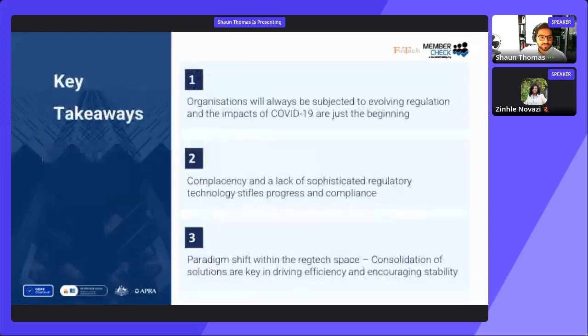So to summarize, throughout this presentation, I've discussed the evolving regulatory landscape that businesses are subjected to. By reviewing multiple case studies, we have identified how complacency and a lack of sophisticated regulatory technology has led to large fines and reputational damage, which in most cases is irrevocable. Finally, I've discussed how there is a paradigm shift happening in the RegTech space, where a consolidation of fraud, risk, and compliance solutions is key in driving efficiency and encouraging stability amidst an ever-evolving regulatory landscape.